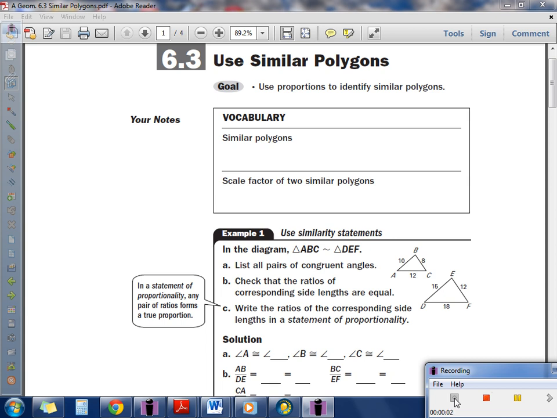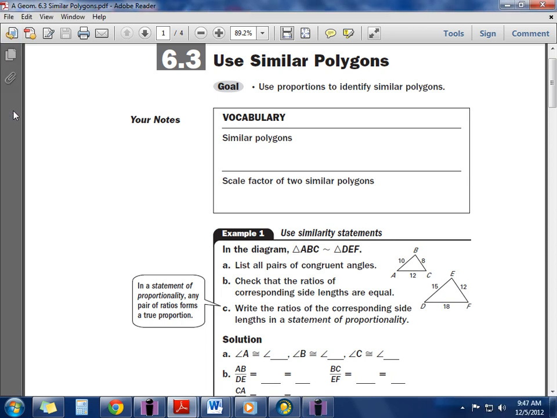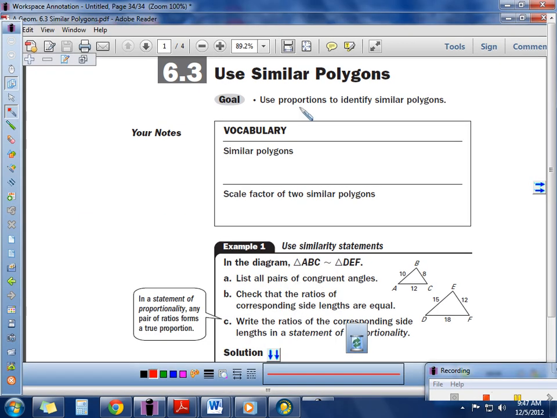Alright, today's goal is to use proportions to identify similar polygons. So we are still using proportions, and I'm going to say this every day. What is a proportion? Two fractions set equal to each other. So like A over B equals C over D. You should be able to give me that response all day, every day.